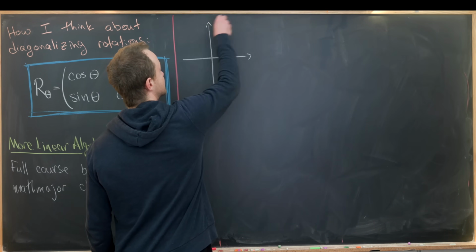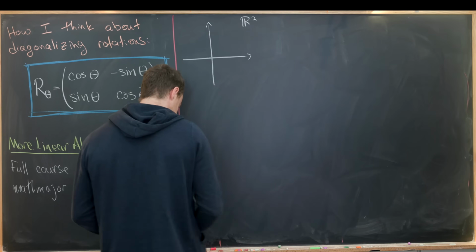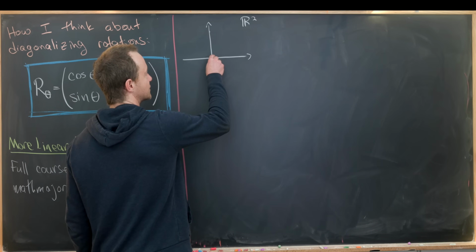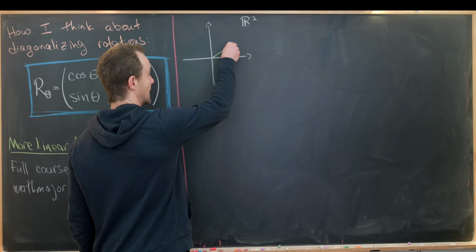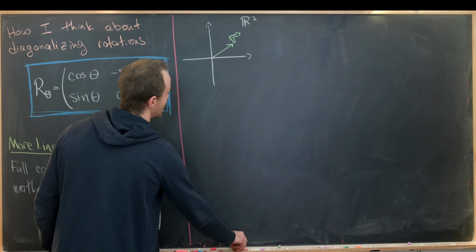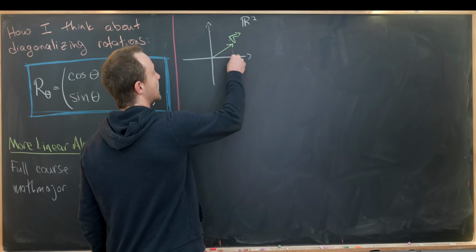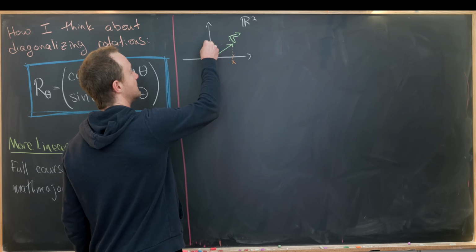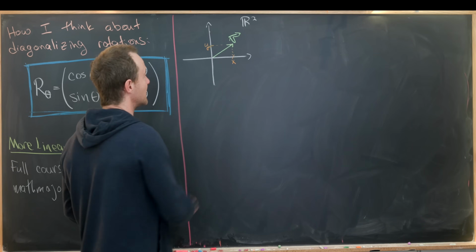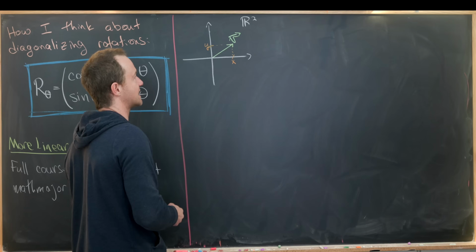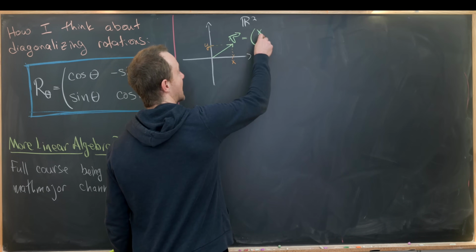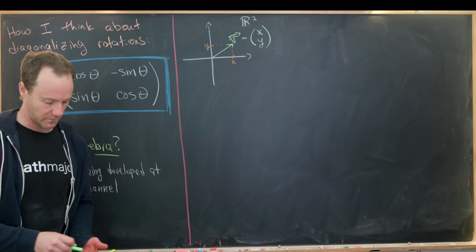Okay, so let's look at the real plane, in other words, R2. So here's R2, and let's take an arbitrary vector in R2. I'll put that arbitrary vector in the first quadrant, but it could really be anywhere. Let's call that vector v, and let's say that vector has components x and y. That means if I project onto the horizontal axis, I have a value of x, and if I project onto the vertical axis, I have a value of y. That means I can write this in the standard basis as x, y, in column form.